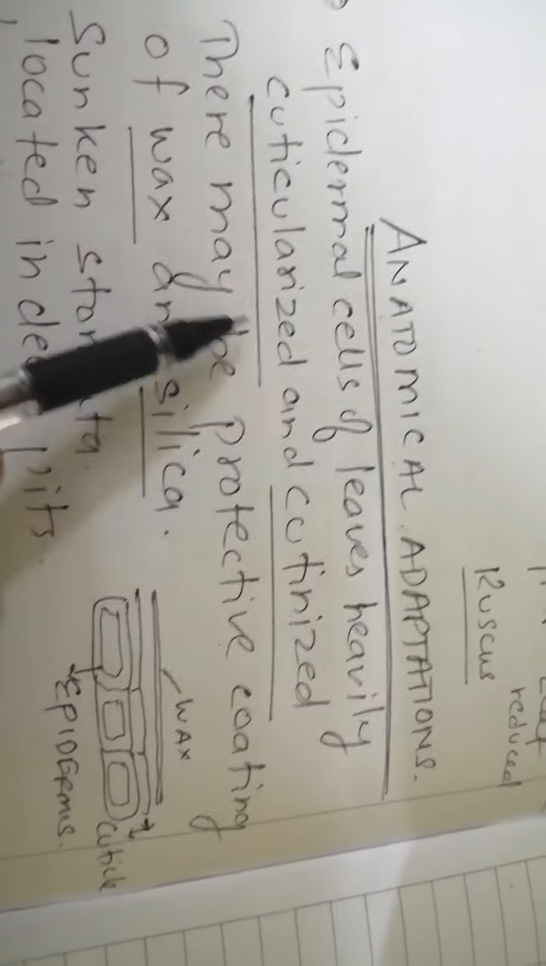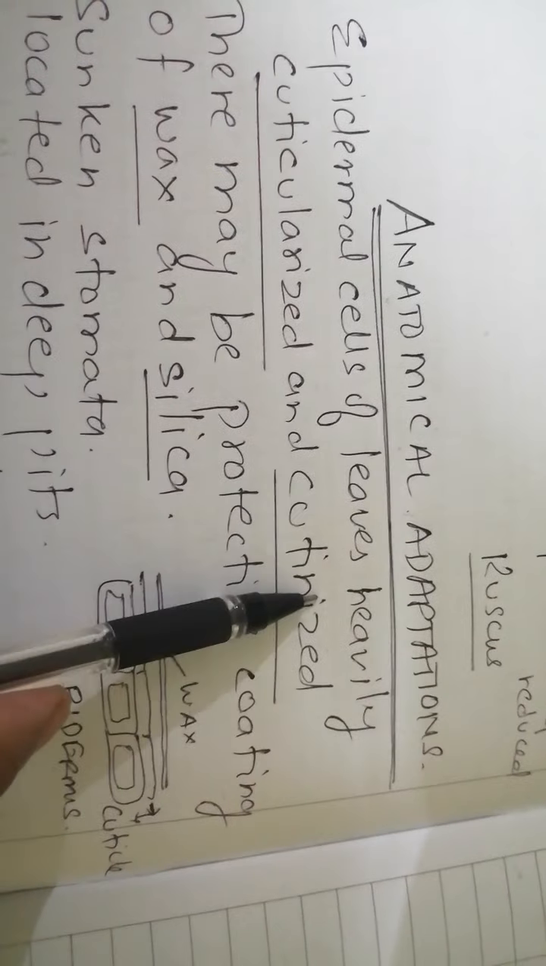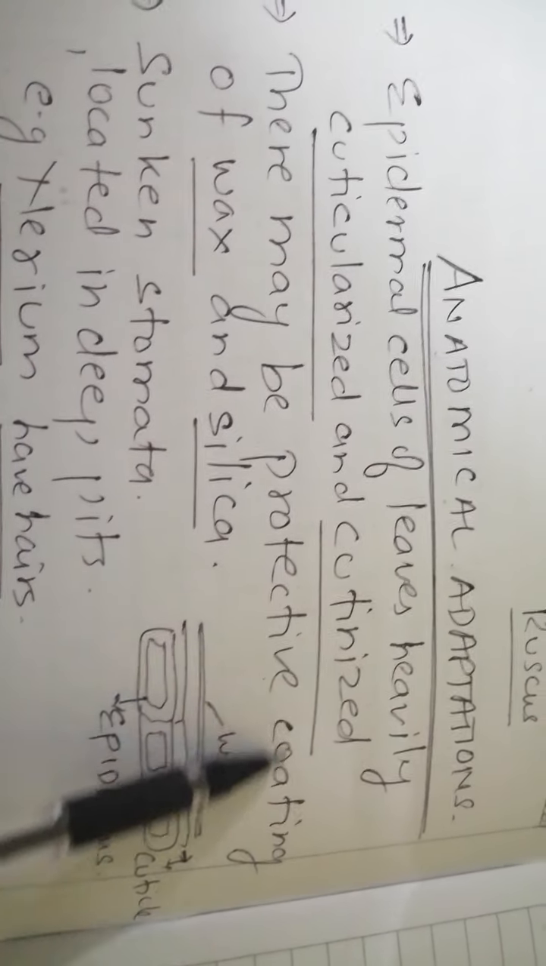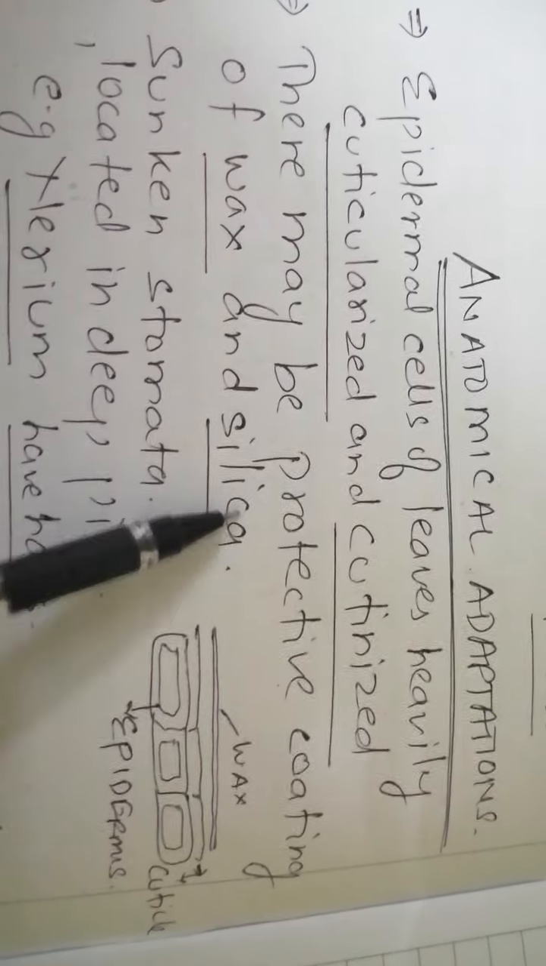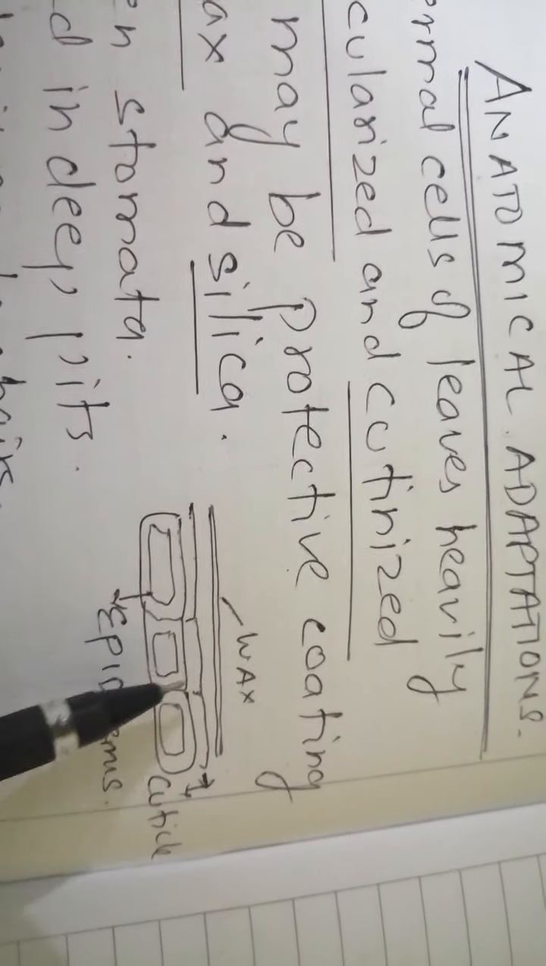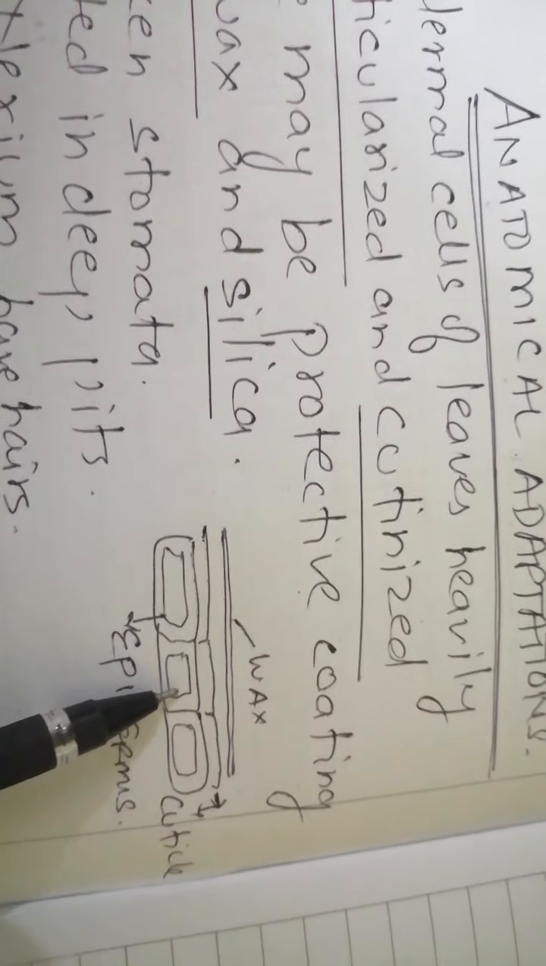Then come your anatomical adaptations. The epidermal cells of the leaves are heavily cuticularized or cutinized, to save the plant from dryness. There may be a protective coating of wax and silica. I've drawn here, this is a wax layer. You can view, this is the epidermis and this is the cuticle layer present. So the wax layer and the cuticle both are protecting the plants from desiccation.